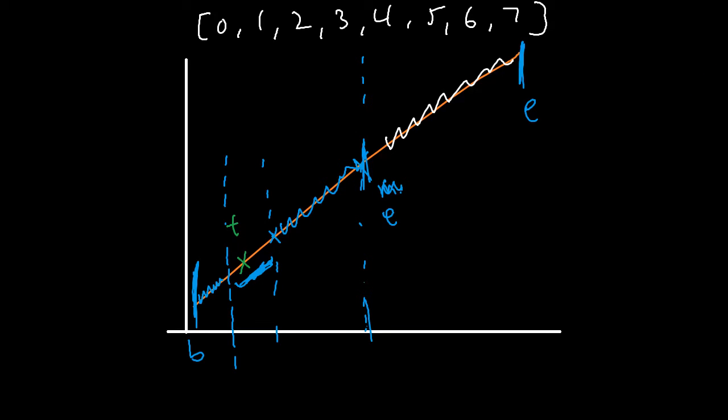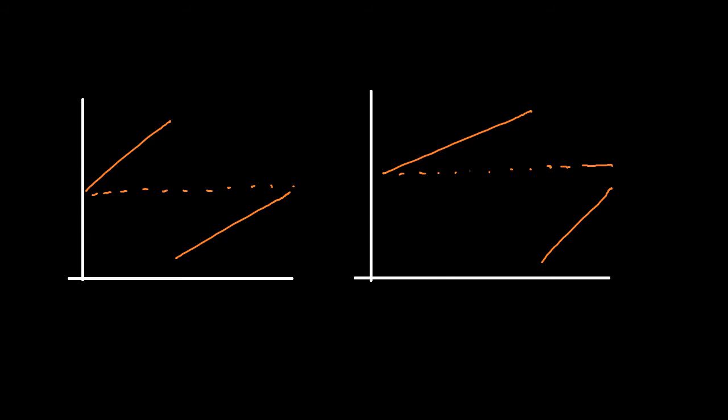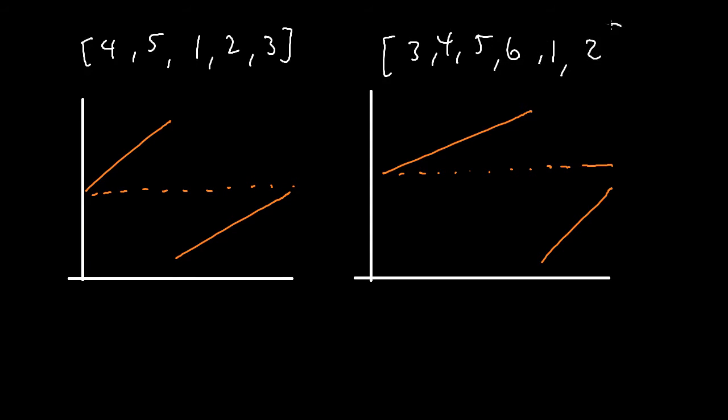Okay, but what's special about this problem is that our input might look something like this. So this might be 4, 5, 1, 2, 3. Or maybe this is 3, 4, 5, 6, 1, 2. So there's this kind of a cliff that happens. So let's explore the two different cases that happen when we probe our middle. So we have our beginning here, and we have our end. And here, when we probe the middle, we land somewhere here.